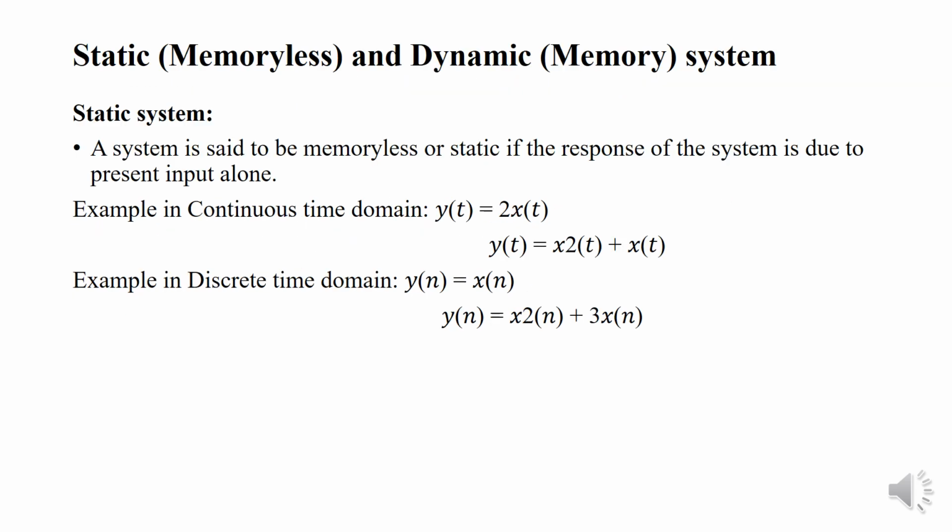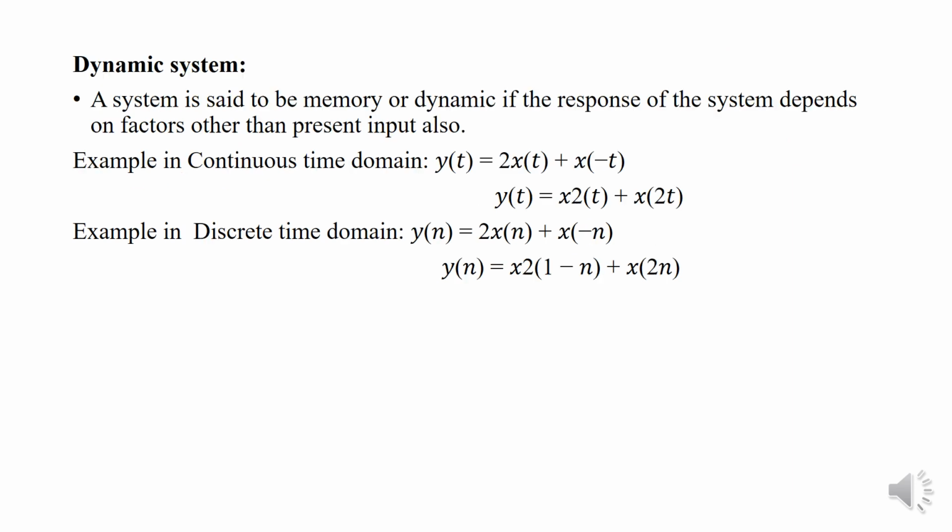Static and dynamic system. It is otherwise said to be memoryless and memory system. Static system. A system is said to be memoryless or static if the response of the system is due to the present input alone. Example, in the continuous time domain, y of t equal 2 into x of t. These are two examples in the continuous time signal, and these are the examples in the case of discrete time domain.